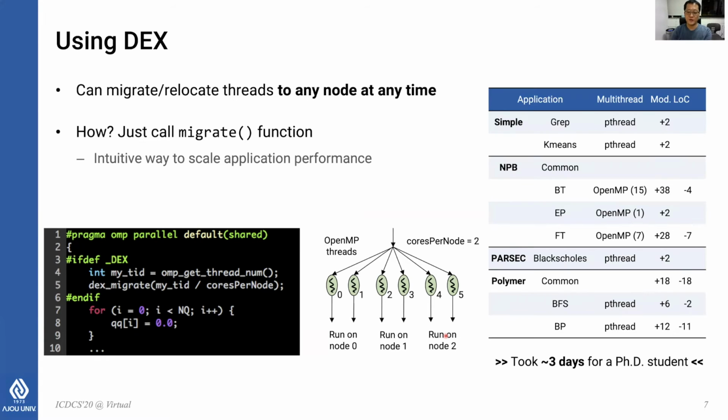To estimate the simplicity, I asked one of my PhD students in our research group to apply DEX to these 8 applications. The student did not have any background on those applications. However, he could apply DEX by simply analyzing the structure of the application where threads are spawned and diverting their execution. For the student, it took only 3 days to convert all those applications, and most of the changes were just adding this migrating function there.